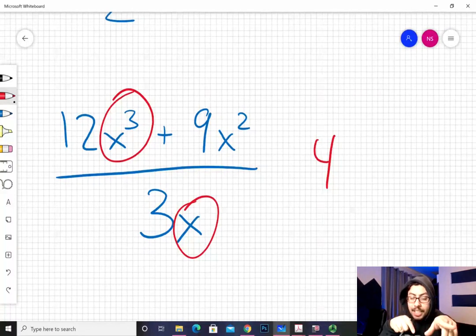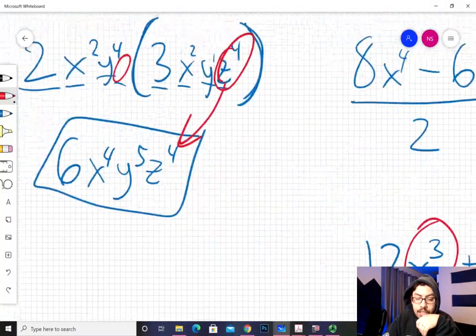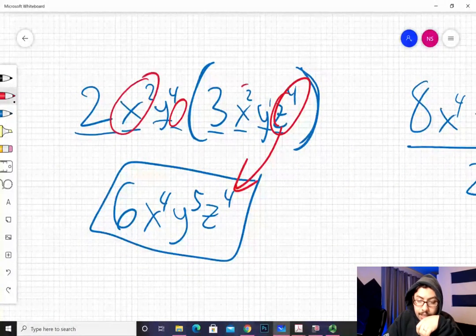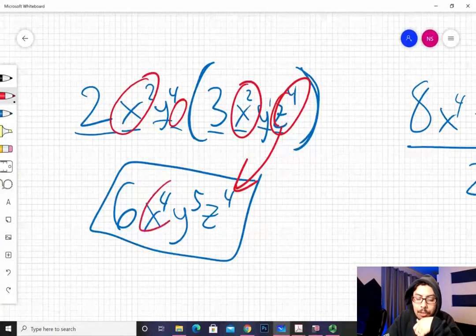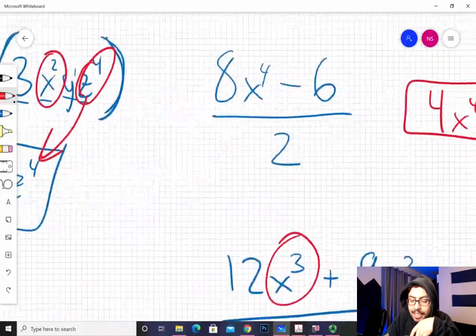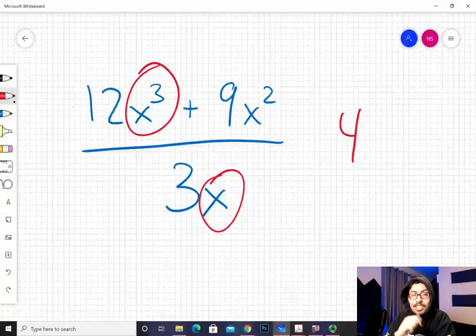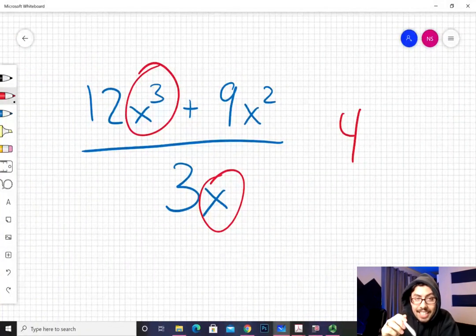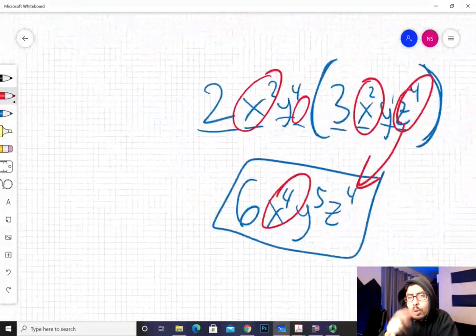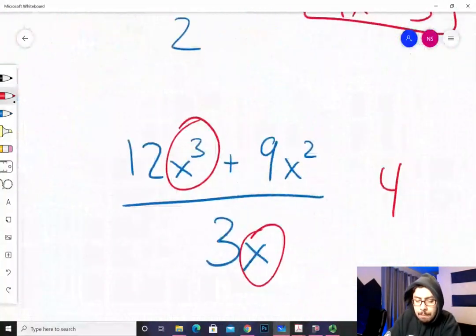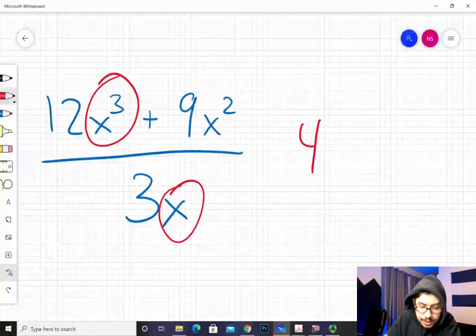In the multiplication world, whenever we had matching variables, like in this case x squared times x squared, we would add the powers to create x to the power of 4. Well, I said opposite. What's the opposite of adding? Subtraction. So even though we're dividing here, we're technically subtracting the powers. It's kind of crazy, right? Even back here, even though we were multiplying, essentially we were adding the powers. That's what always confuses students. So here, it's going to be the same thing.